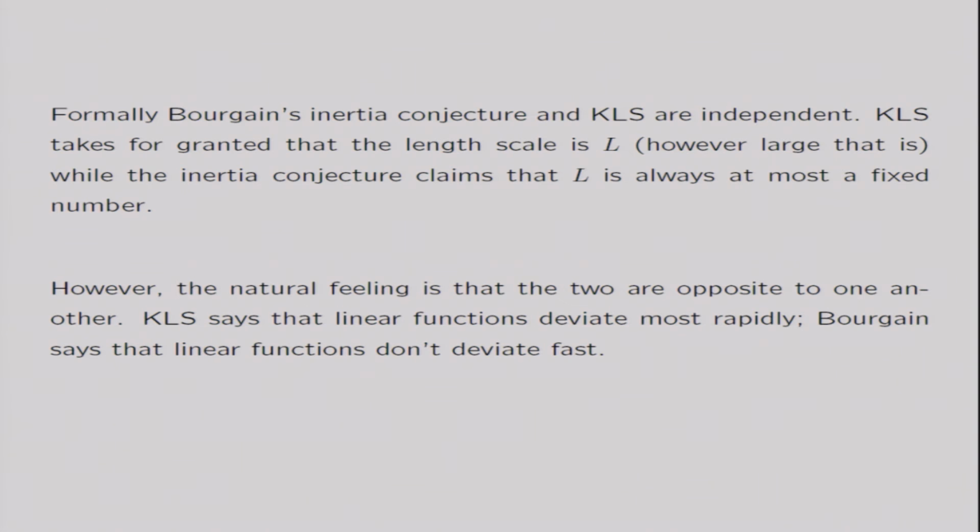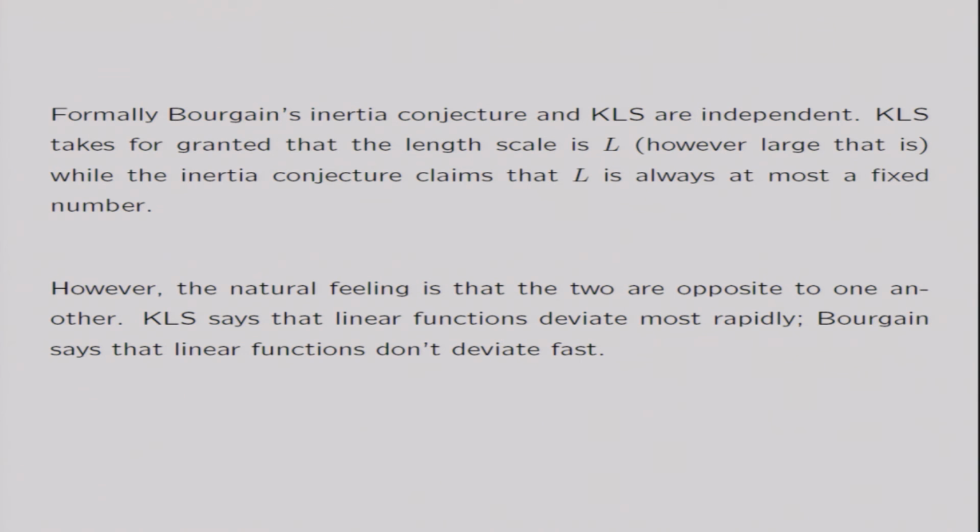I mentioned that the KLS conjecture and the central limit problem kind of sit over here, and Bourgain's conjecture over here, because over here we assume the length scale is L, whatever it may be. If it's big, if it's small, or maybe constant, or if it's root n or n to the quarter, whatever it may be, L we take for granted if we're in the central limit problem or the KLS conjecture, whereas Bourgain says we want to know that L is small. So these are sort of independent, at least formally.